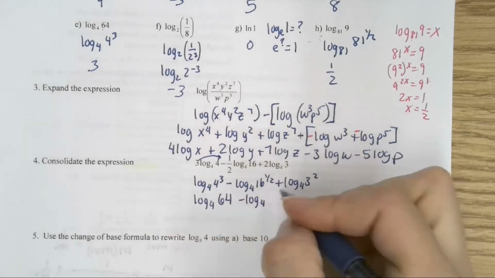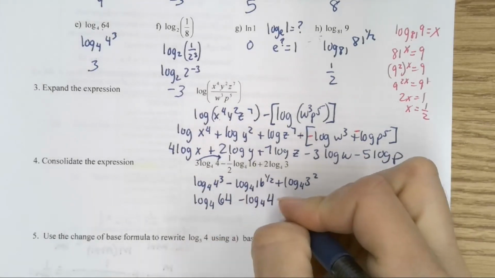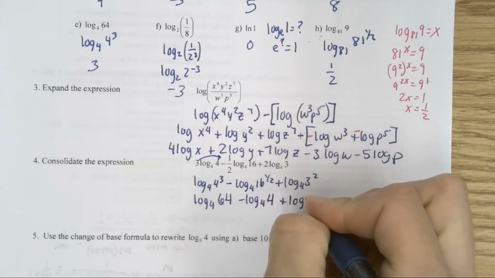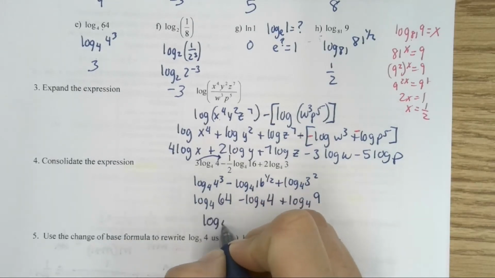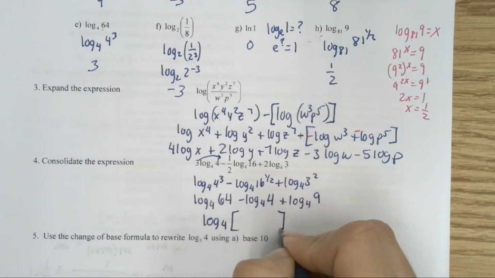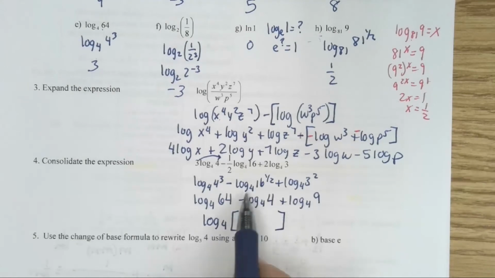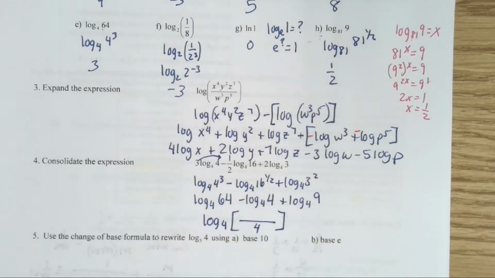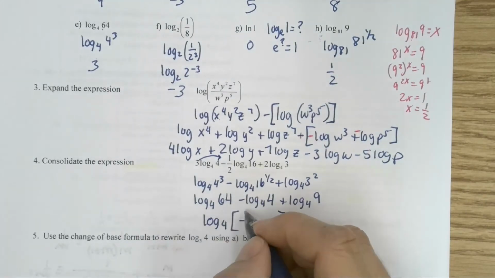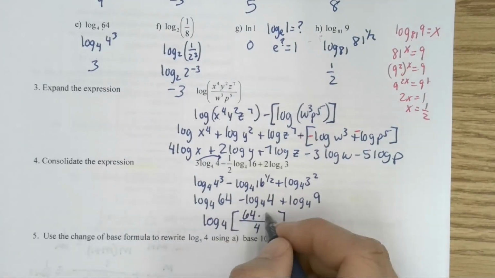16 to the 1/2 is the square root of 16, which is 4. 3 squared is 9. And now I'm going to combine these into one big log expression. The expression that has the subtraction symbol in front of it, that argument needs to go in your denominator. So there's your 4, which means on the top you're going to have 64 times 9.